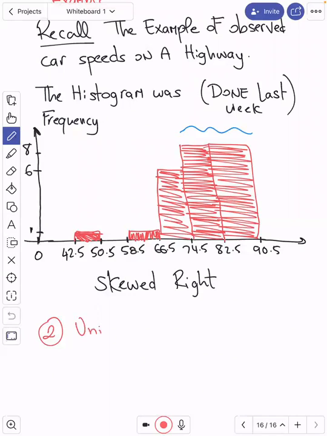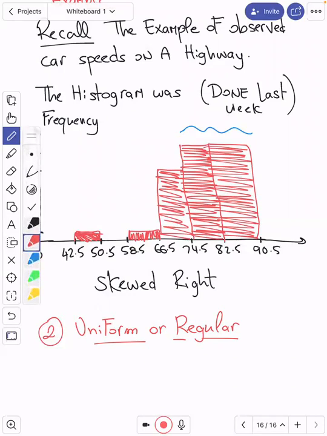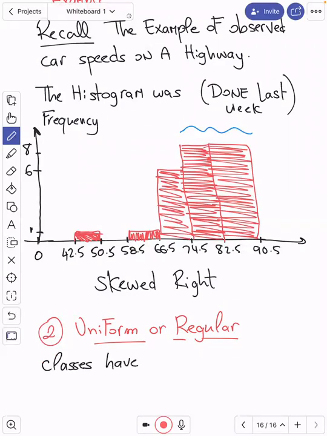So uniform or regular. In this case, the classes would have more or less the same frequency. So every class is going to have more or less the same frequency.